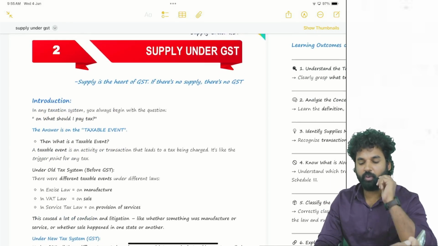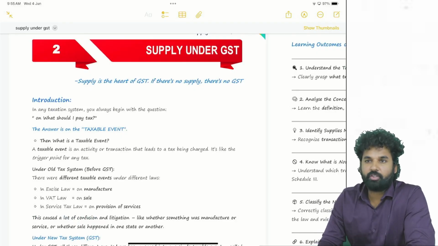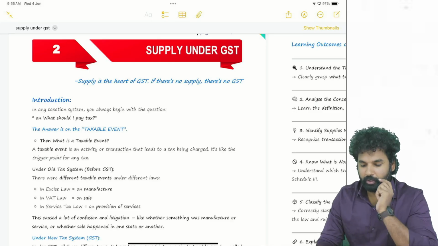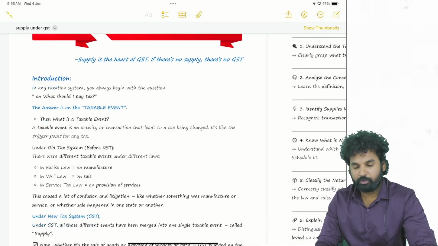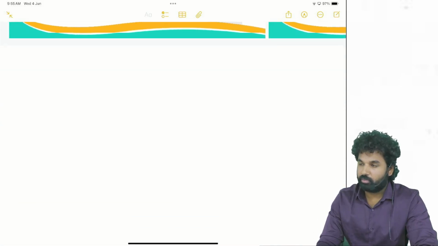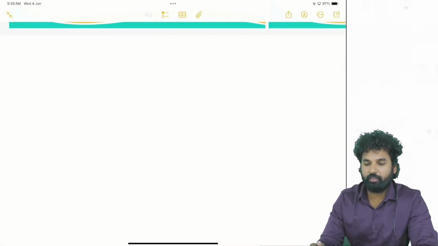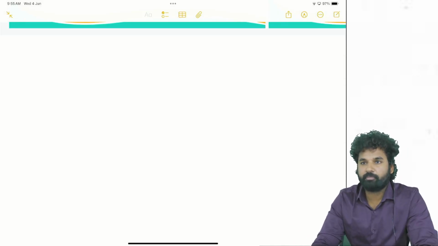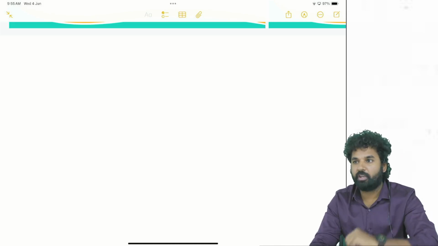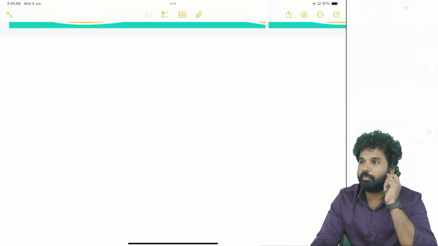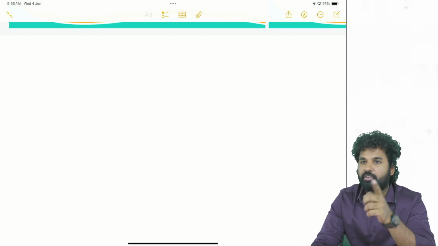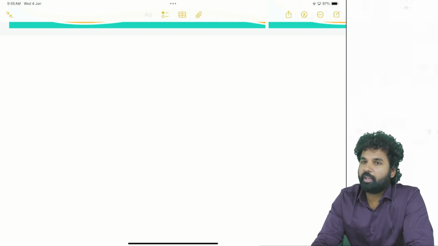Right. We are going to start with this chapter, Supply under GST. The most important chapter of the entire syllabus of GST. Why it is so important is, for every taxation system, for any tax to be levied, there shall be one triggering point, which is called the taxable event. If you consider income tax, let's say capital gain tax: why is capital gain tax being levied? You are having an asset and you are transferring such asset. That's why capital gain is triggered.